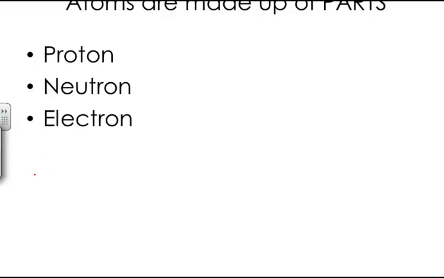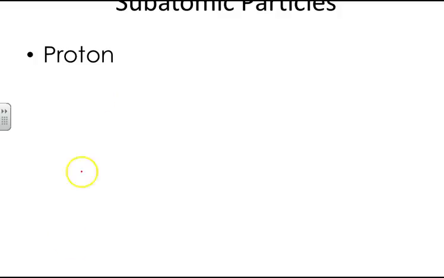So atoms are made of parts. Some of the original definitions of atoms had them as being indivisible particles that were made up of nothing smaller, so they were considered the smallest particles. We now know that atoms are made up of smaller parts, including protons, neutrons, and electrons. We're going to spend some time looking at some of the properties of these three subatomic particles. Now, the term subatomic particle means smaller than an atom. So these are within atoms.